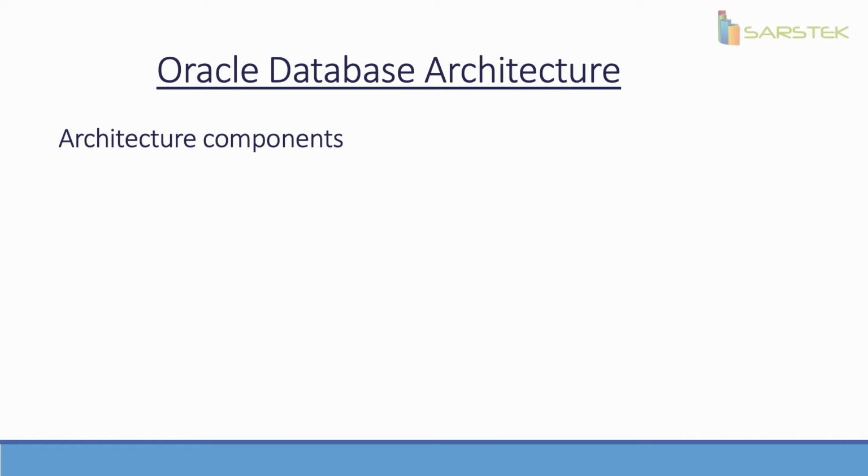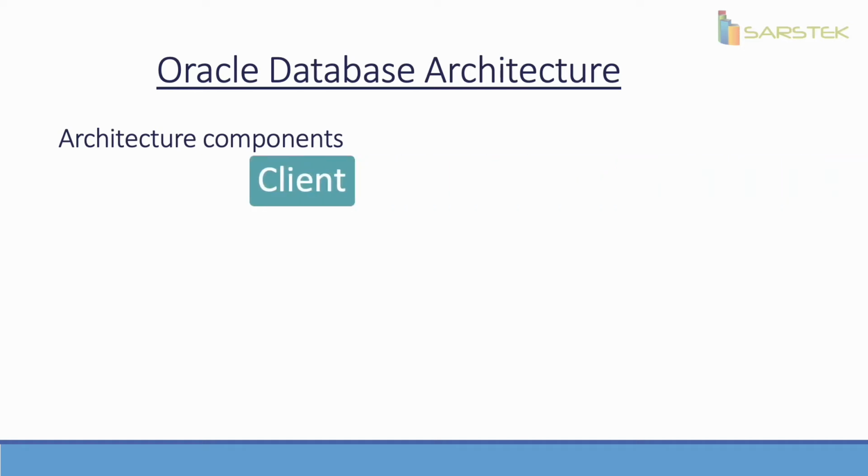Okay, so in the architecture, first we have to learn about the architecture components. There are a lot of different components in the architecture. So, first we need to understand what those components are, and then after understanding this, we can proceed further and understand how the Oracle database works.